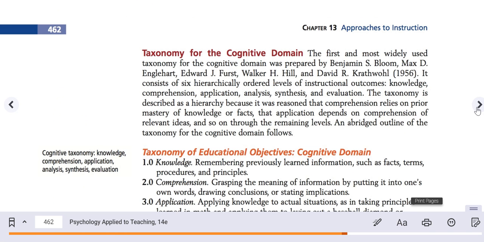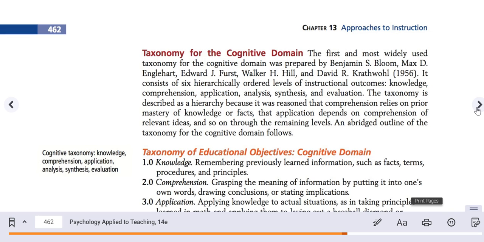Taxonomy for the cognitive domain. The first and most widely used taxonomy for the cognitive domain was prepared by Benjamin S. Bloom, Max D. Engelhardt, Edward J. First, Walker H. Hill, and David R. Krathwohl. It consists of 6 hierarchically ordered levels of instructional outcomes: knowledge, comprehension, application, analysis, synthesis, and evaluation.